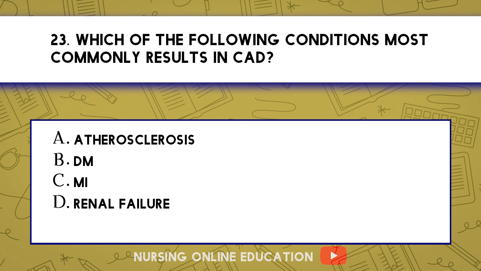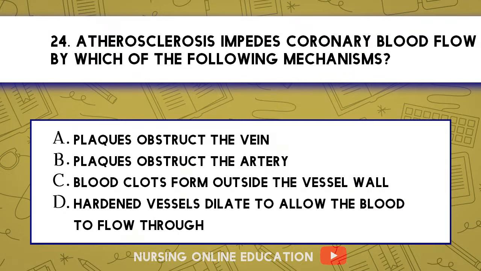23. Which of the following conditions most commonly results in CAD? A. Atherosclerosis. B. DM. C. MI. D. Renal failure. The answer is atherosclerosis.